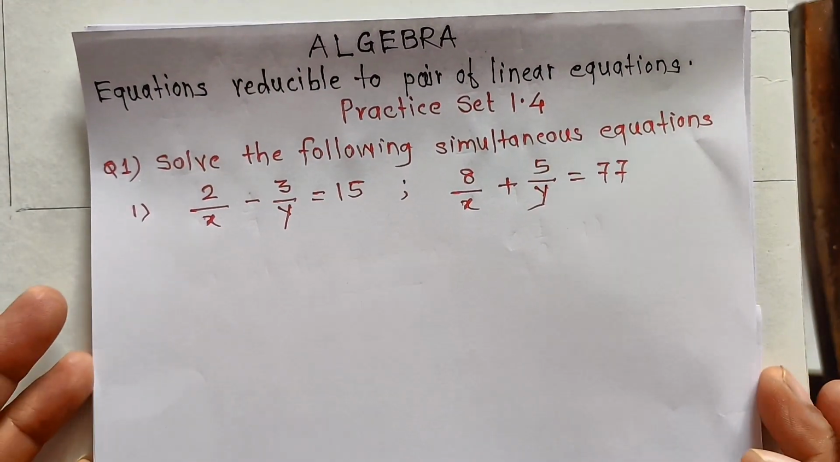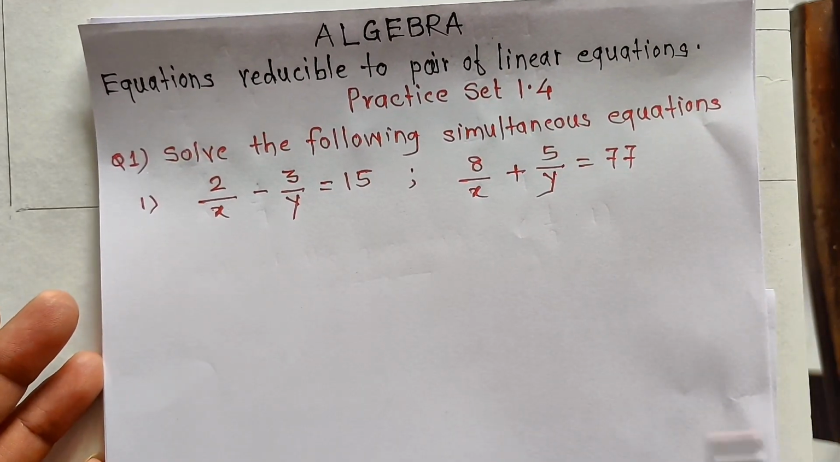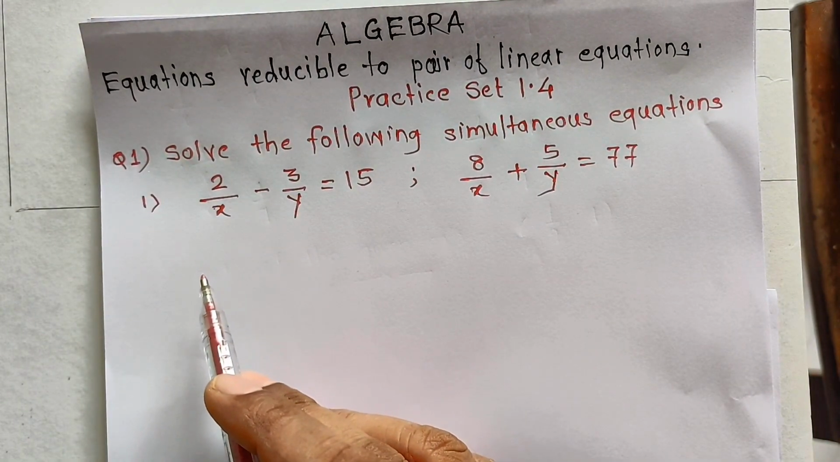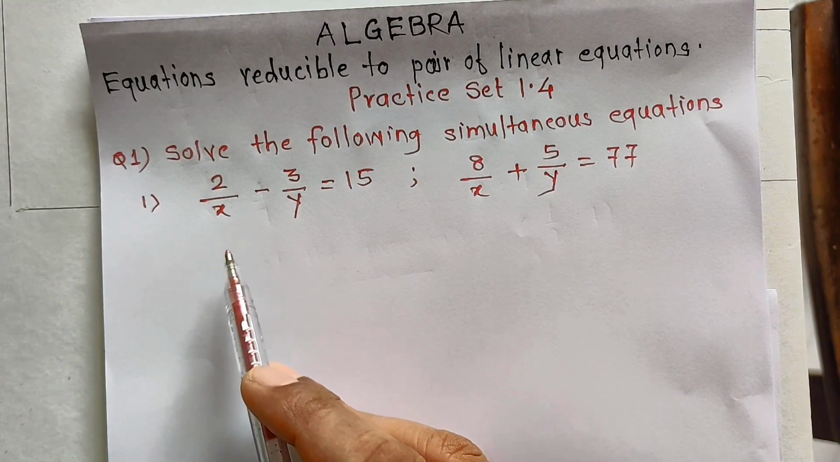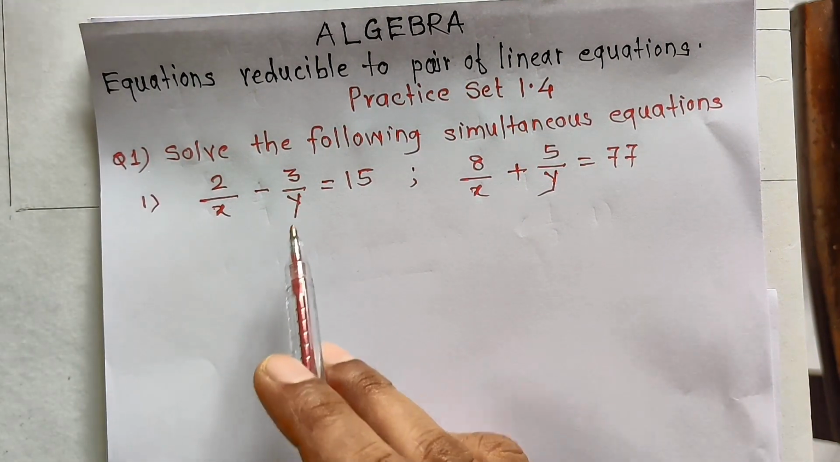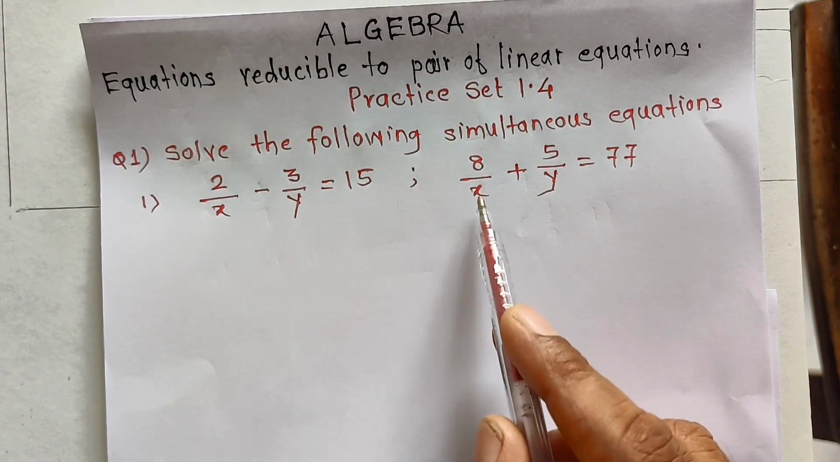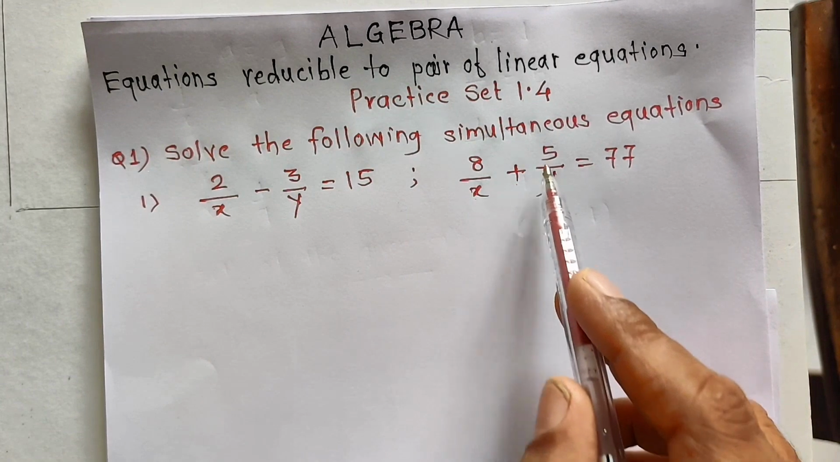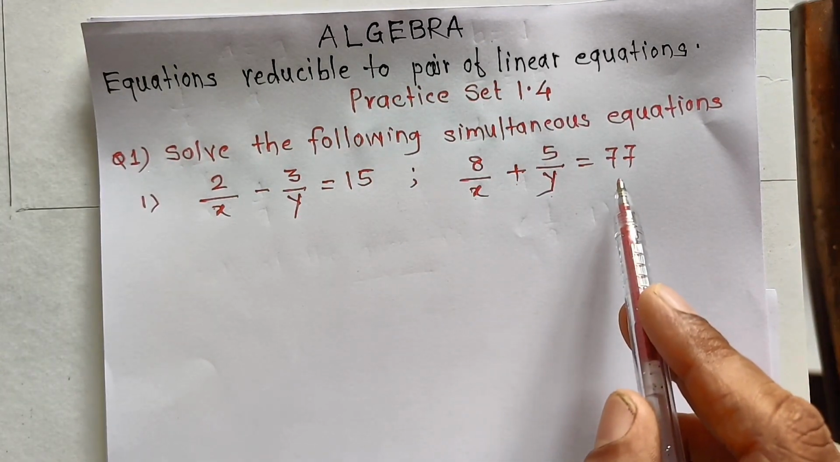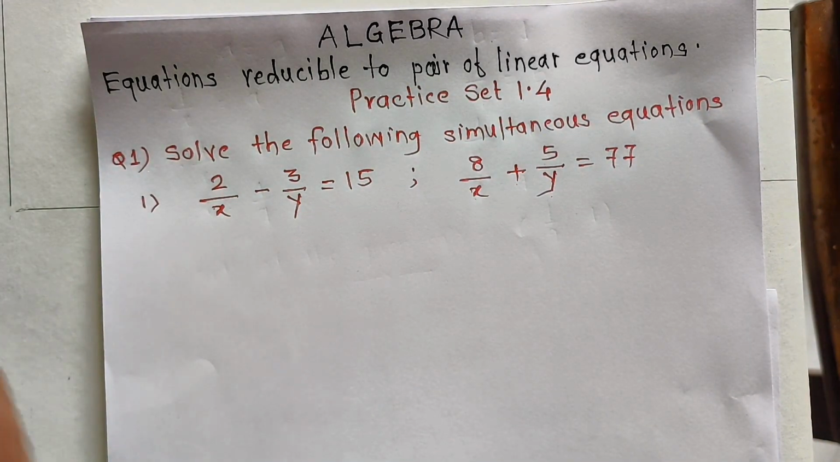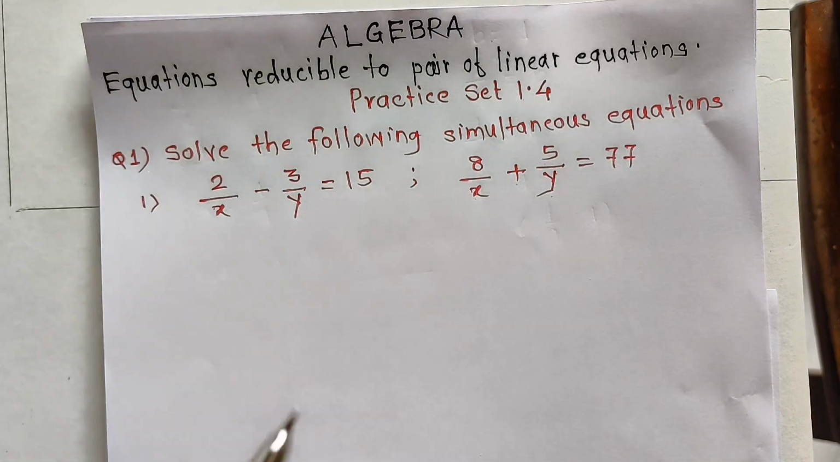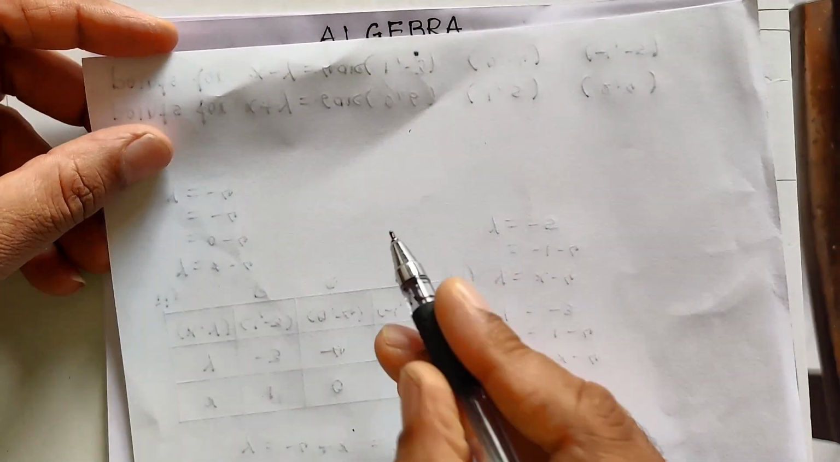Here is the first example from practice set 1.4: 2 upon x minus 3 upon y is equal to 15. Second equation, 8 upon x plus 5 upon y is equal to 77. In 8th standard, we studied the laws of indices. So revise that part first.